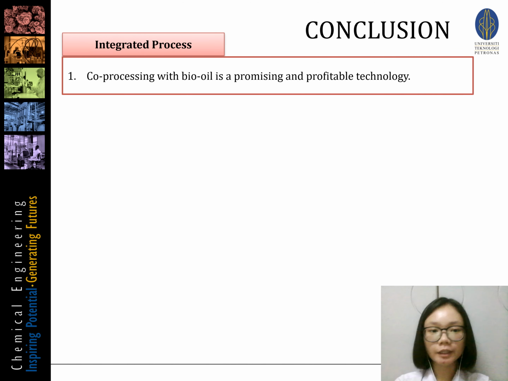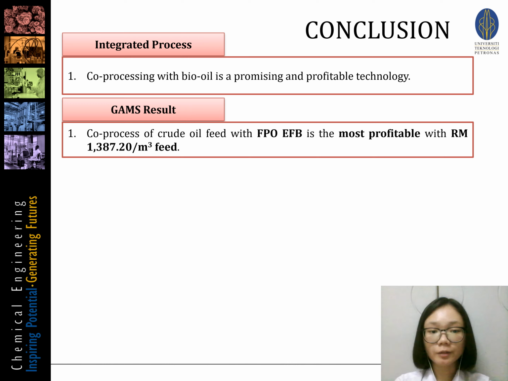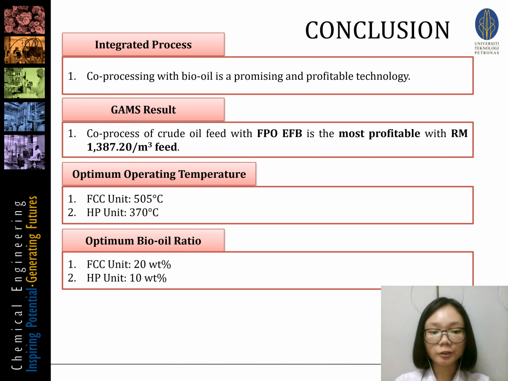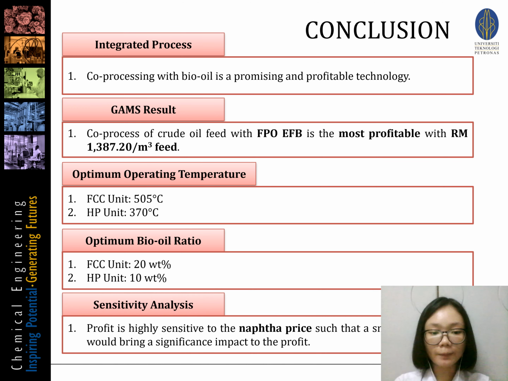In conclusion, it can be said that co-processing with bulk oil is a promising and profitable technology. And based on the GAMS result, co-processing of crude oil feed with FPO-EFB bulk oil is the most profitable one. And the optimum operating temperature for FCC unit is 505 degrees C and HP unit is 370 degrees C. And for the optimum bulk oil ratio, FCC unit is 20% and HP unit is 10%. And based on the sensitivity analysis, the profit is said to be highly sensitive to the naphtha price.